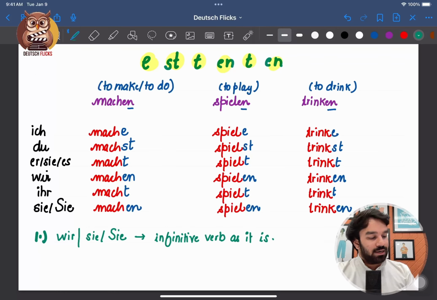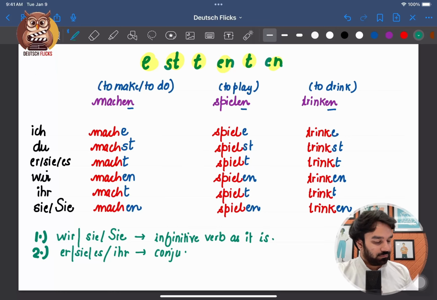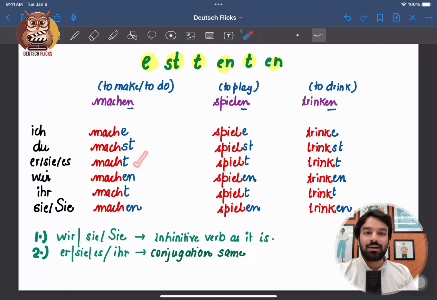Okay. Now our second observation is that conjugation with er, sie, es and ihr appears to be the same most of the time. You can see here we have er macht, ihr macht, es spielt, ihr spielt, es trinkt, ihr trinkt.